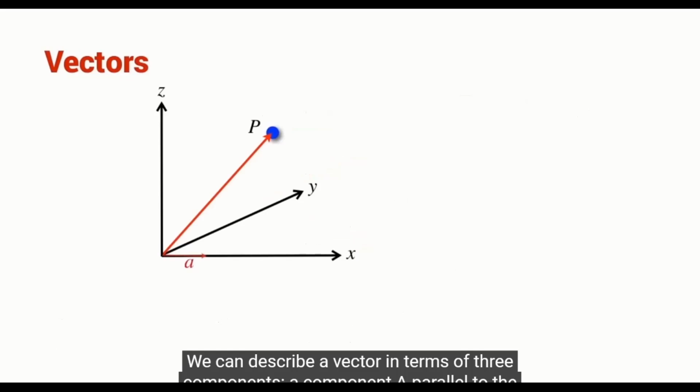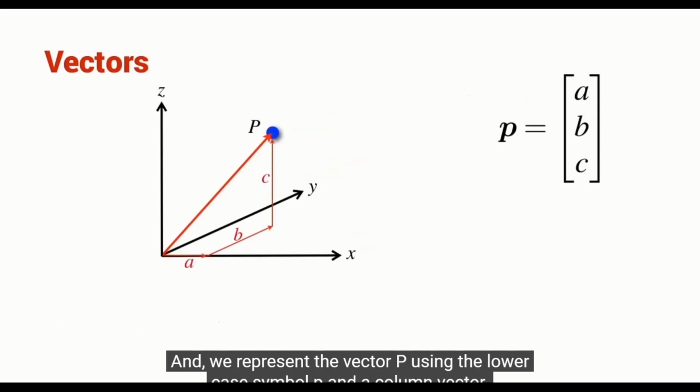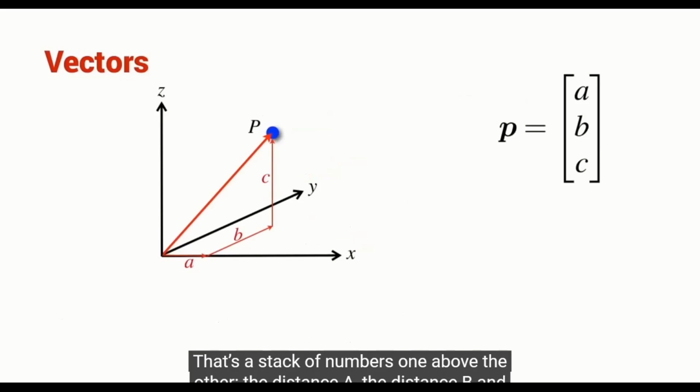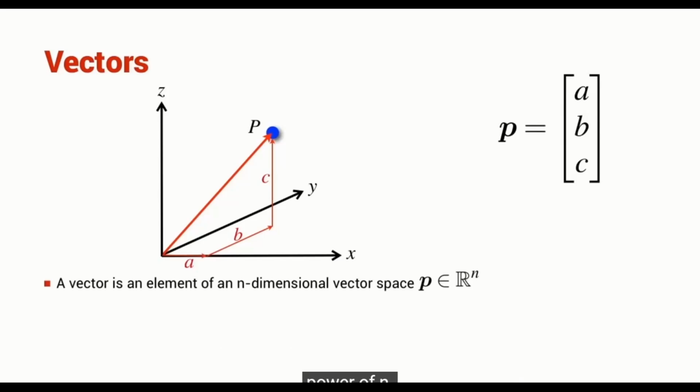We can describe a vector in terms of three components. A component A parallel to the x-axis, component B parallel to the y-axis, and a component C parallel to the z-axis. And we represent the vector P using the lowercase symbol p and a column vector. That's a stack of numbers one above the other, the distance A, the distance B, and the distance C. A vector is an element of an n-dimensional vector space. A mathematician would say that lowercase p belongs to the set of real numbers to the power of n. Again, in this case, n equals 3.